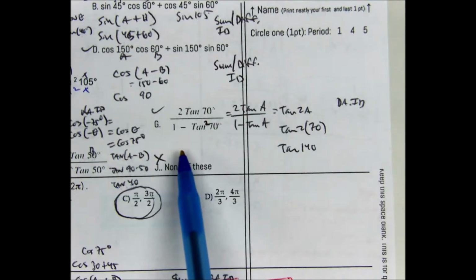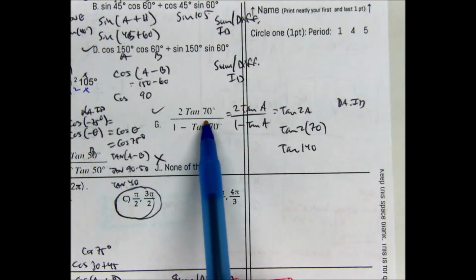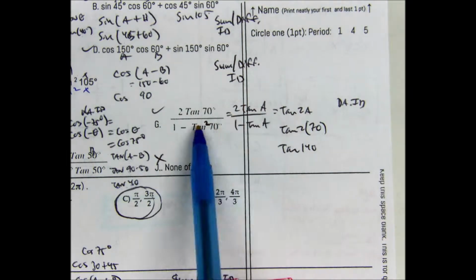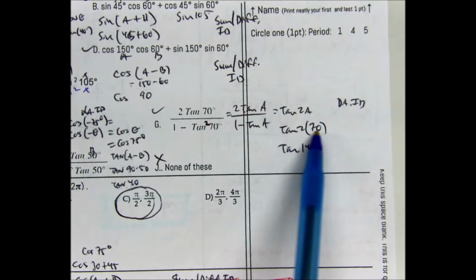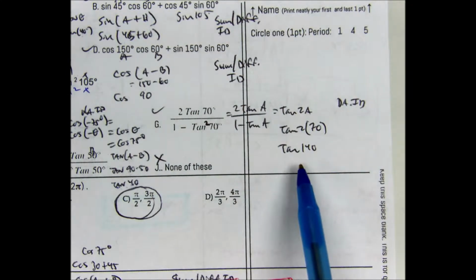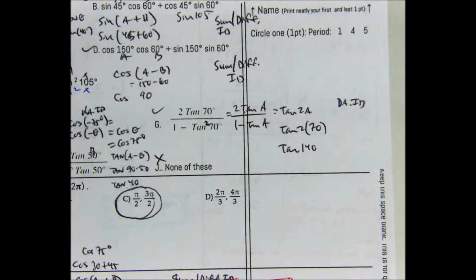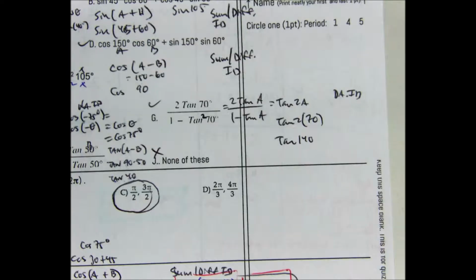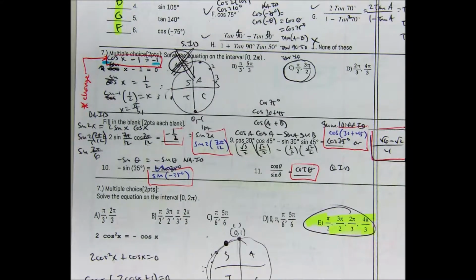For G, you have 2 tan 70 over 1 minus tangent squared 70. This is the double angle identity for tangent. So if you know your A value is 70, you multiply there, you have tangent of 140. And then J, none of these, was never actually used. So you could have found the left column with everything up there. Remember, I skipped question number 7. Question number 8 and 10.